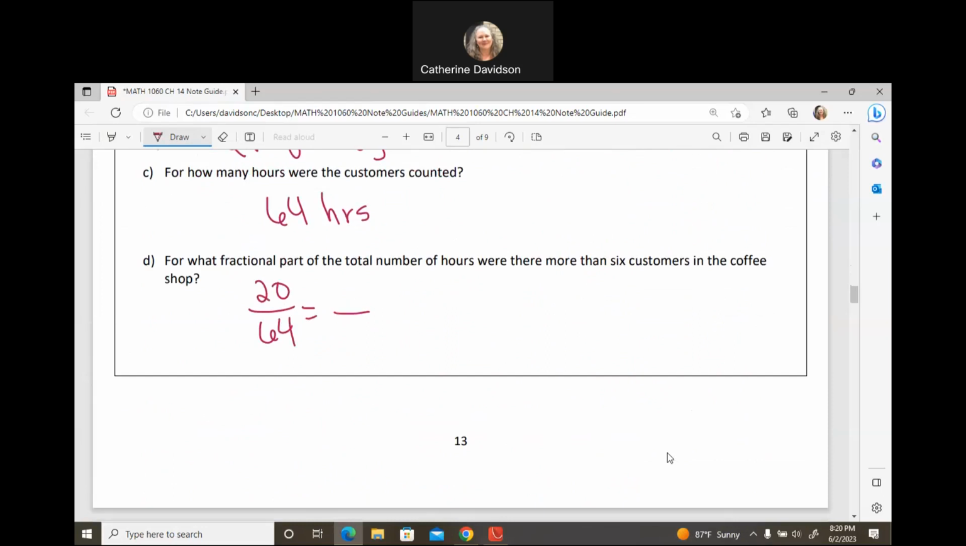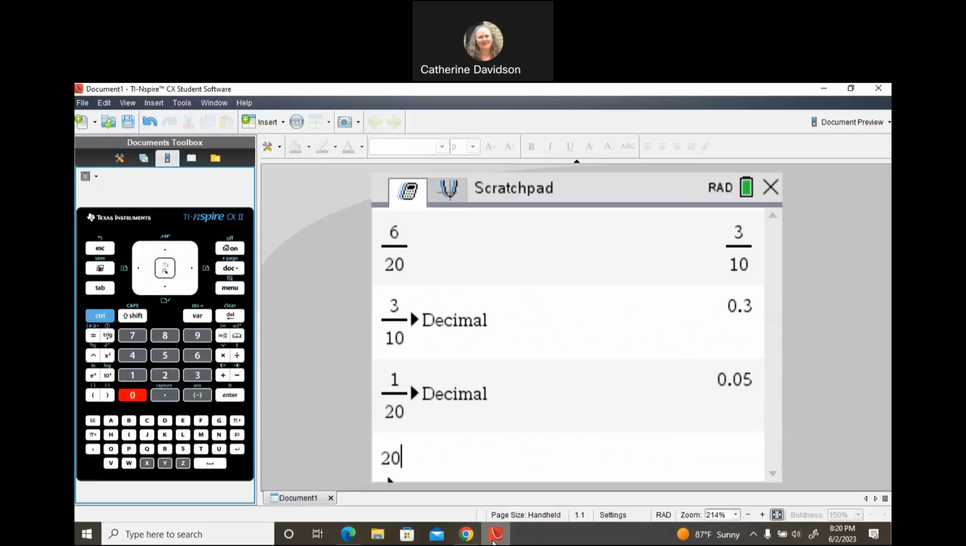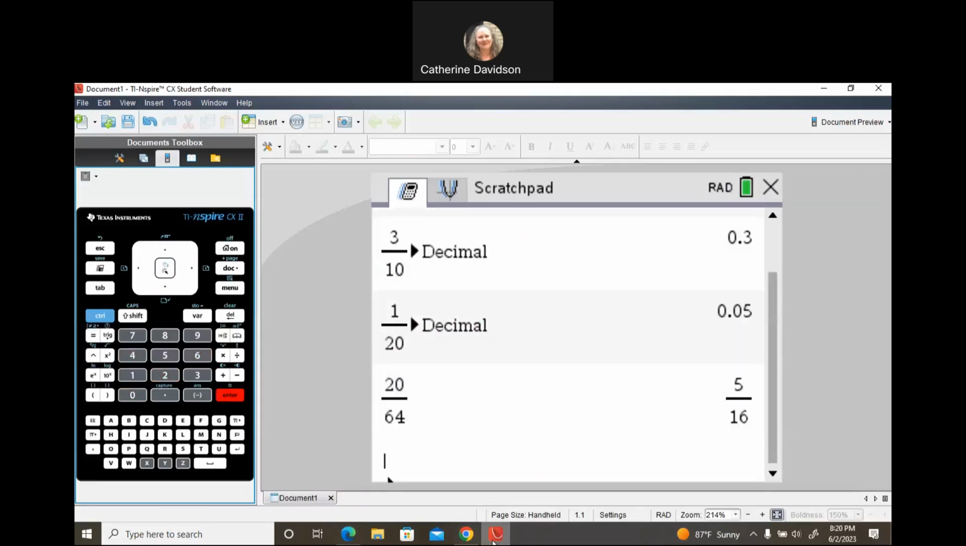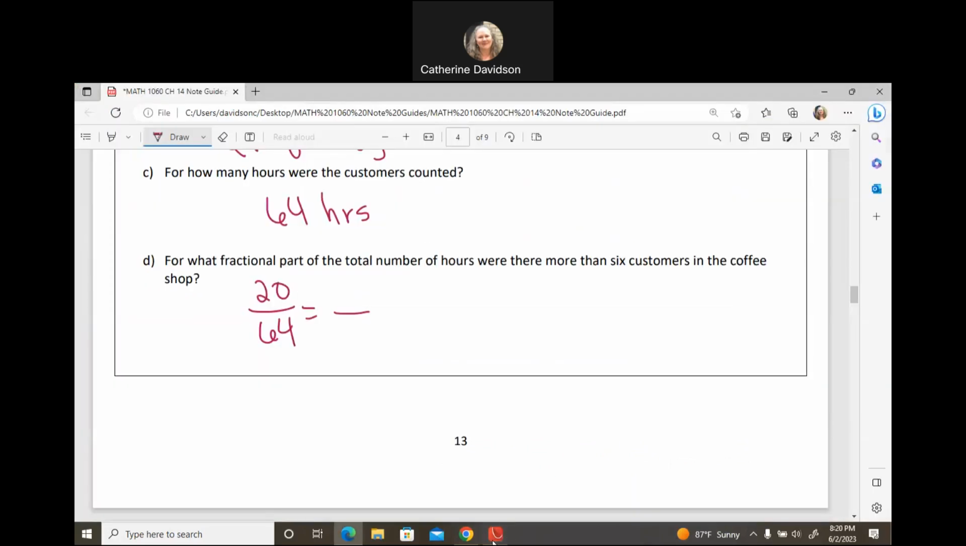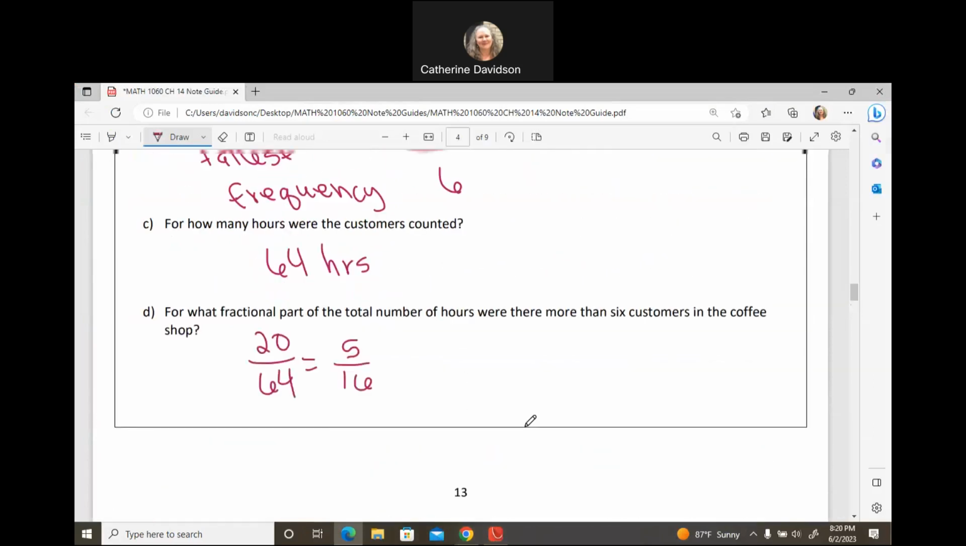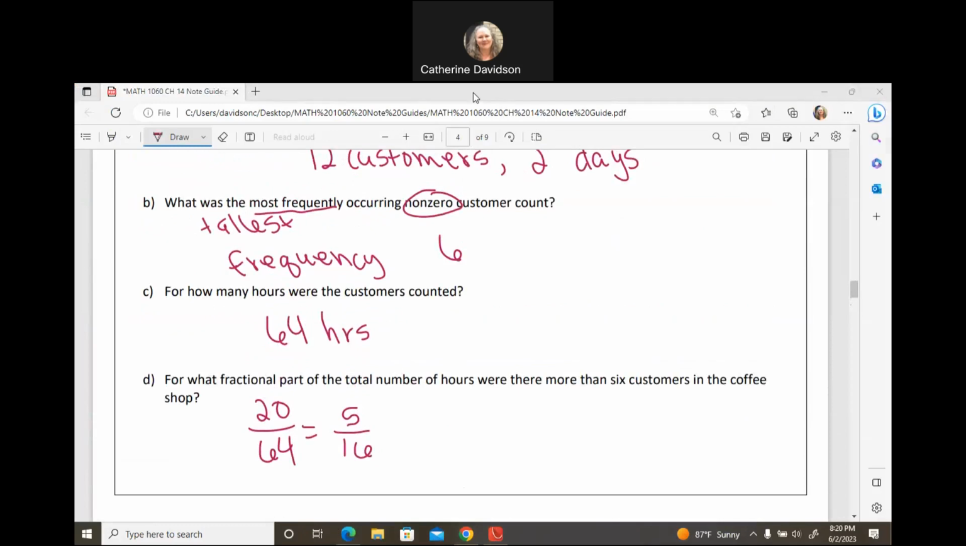You will need to reduce that. So let's just flip over to the calculator. So you just put 20 divided by 64. It will reduce it. So it's 5/16. You have to make sure the fraction is reduced. And that is it for section 14.1.